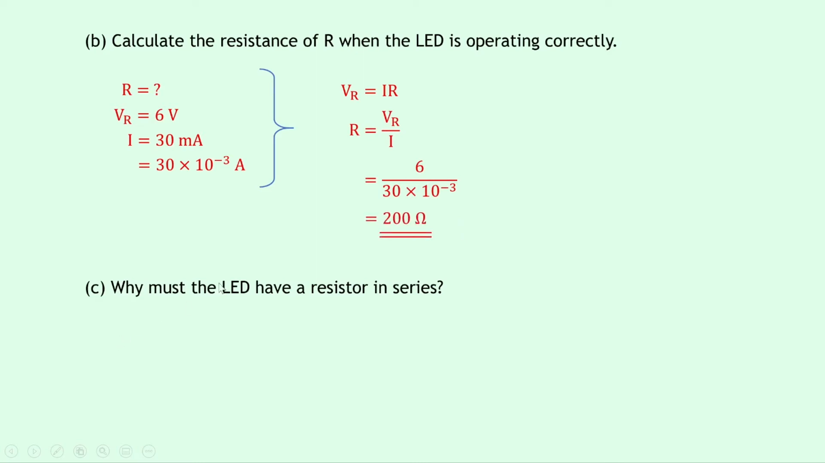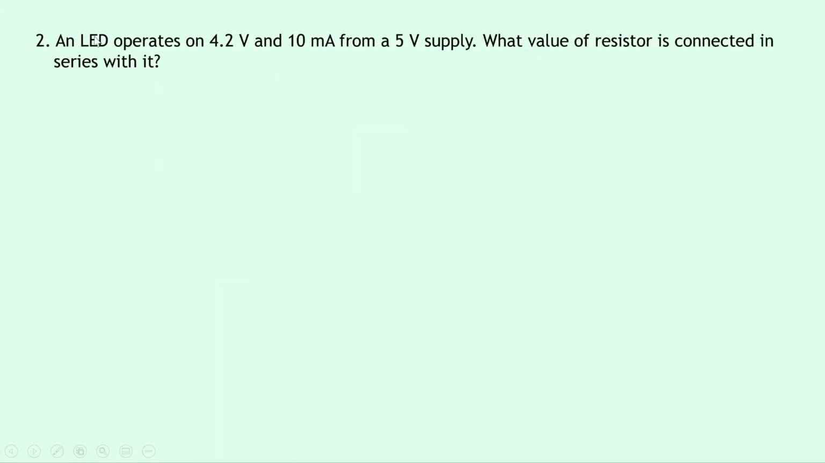Part C then says, why must the LED have a resistor in series with it? Well, remember, this is to protect the LED from too large a current passing through it. Question 2 then says an LED operates on 4.2V and 10 milliamps from a 5V supply. What value of resistor is connected in series with it?